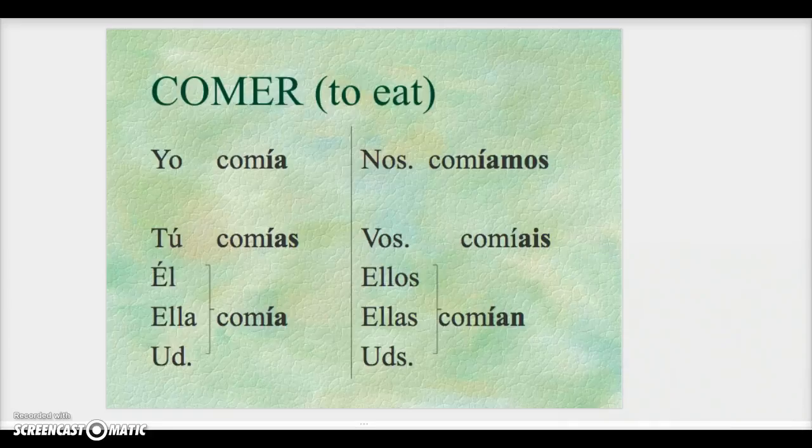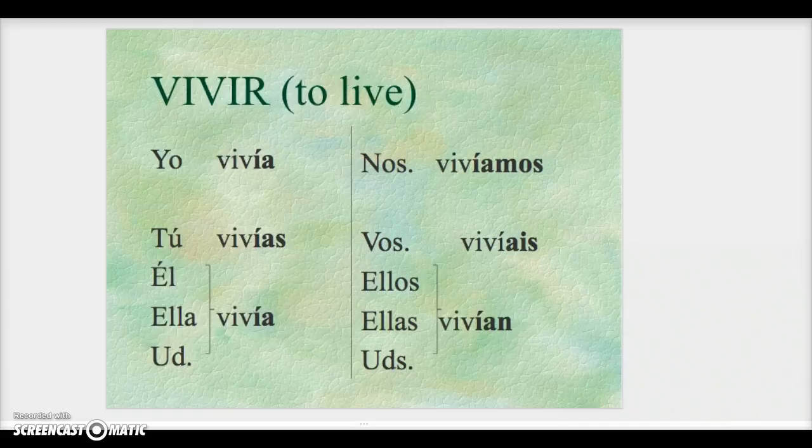Okay, so continuing our song, we have aba, abas, aba, abamos, abais, aban, ía, ías, ía, íamos, íais, ían. It's getting good. Vivir. Again, vivía, vivías, vivía, vivíamos, vivíais, vivían. So, aba, abas, aba, abamos, abais, aban, ía, ías, ía, íamos, íais, ían. Sing it over and over because it's going to help you to remember these endings.